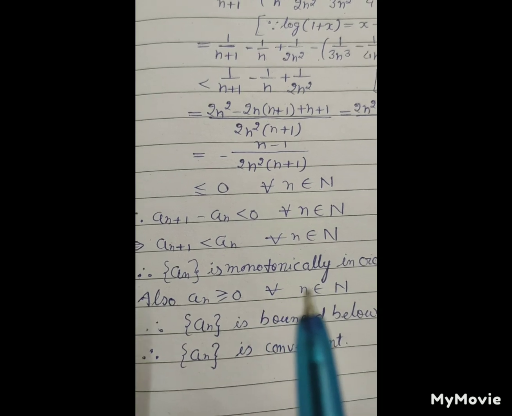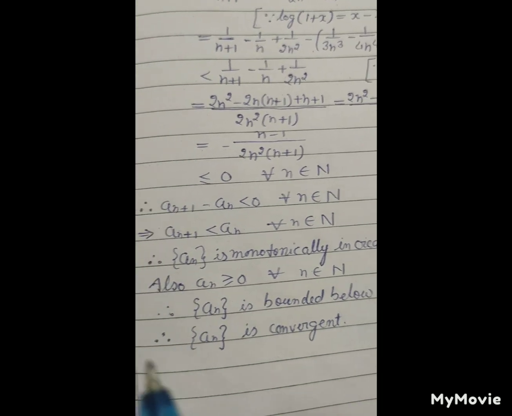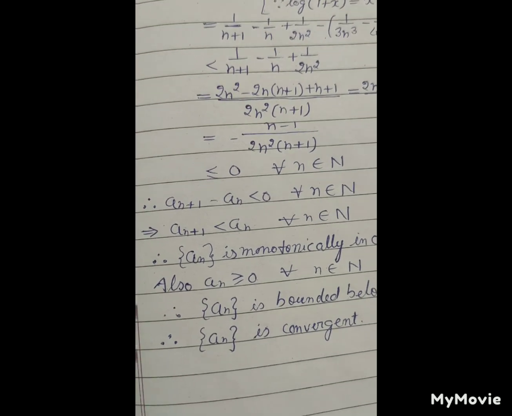Also a_n is greater than 0 for all values of n belonging to capital N. So sequence a_n is bounded below. So a_n is convergent.